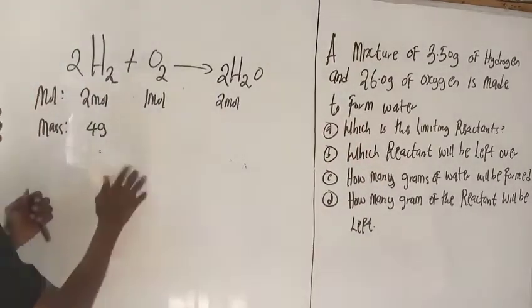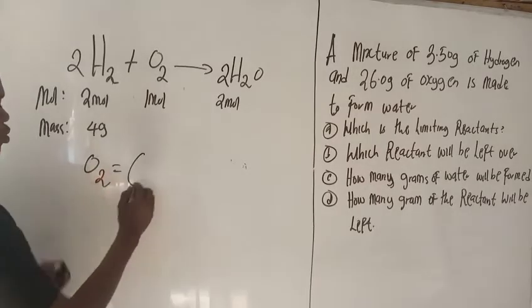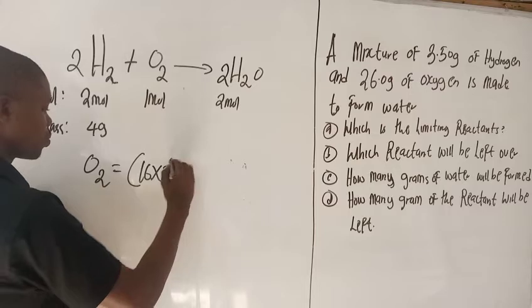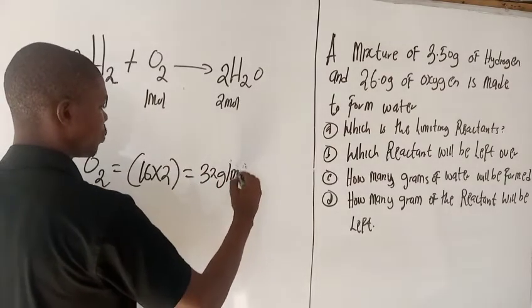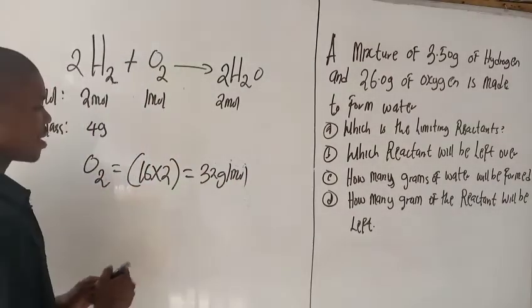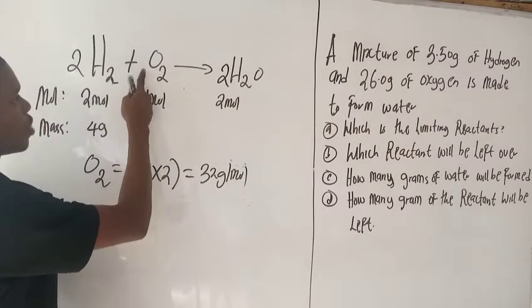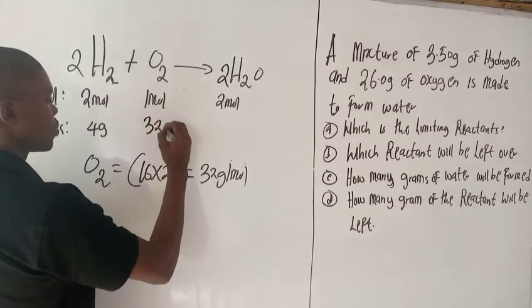So the next is oxygen. Oxygen gas here. The atomic mass of oxygen is 16 times 2, which is 32 gram per mole. It means that for every 1 mole, here we have 32 gram. How many moles do we have here? Here we have 1. 1 times 32, here we have 32 gram.